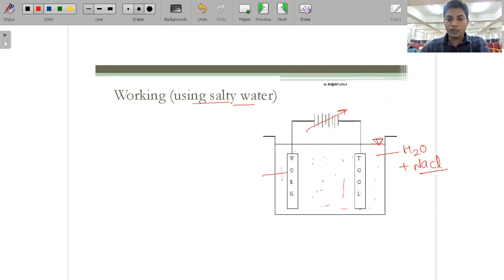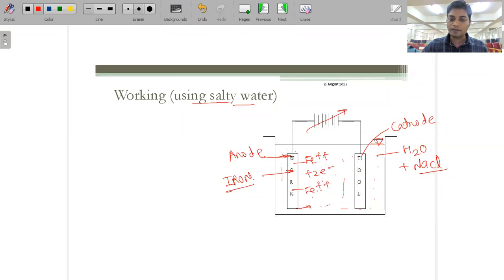same like the previous one, here the workpiece we are making using iron. Okay, and the same thing as per the principle: this is the anode, and this is the cathode. Now at the anode, positive ions are released, that is Fe++ ions, and two negative electrons, so it releases Fe++ ions.